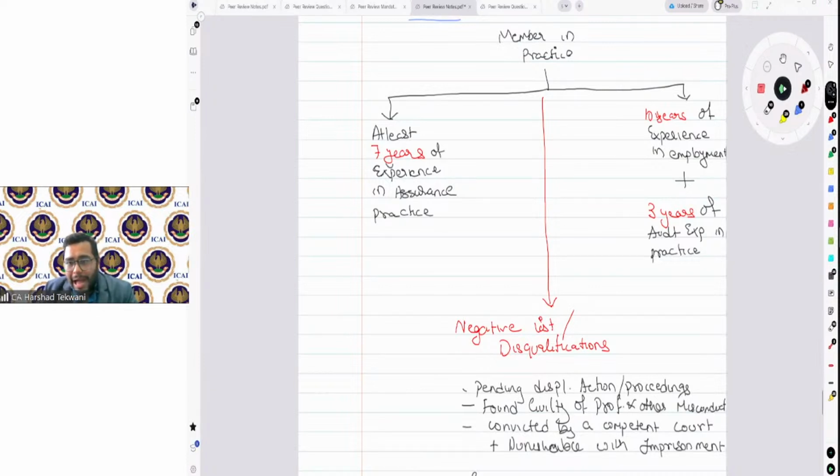So first of all, my experience in employment should be of 10 years. Number two, I should have 3 years of audit experience in practice. Number three, I should be in practice whole time at the time of appointment and enrollment as a peer reviewer. So the 3 years of audit practice can be before, but at the time of enrollment, I should be in practice whole time. Okay. So these are the three conditions that I need to satisfy.